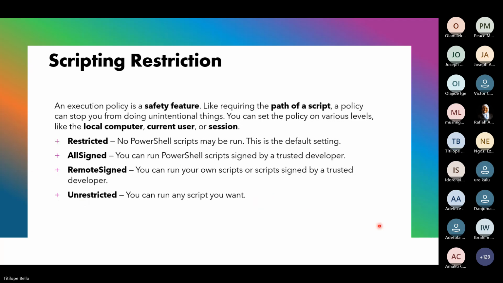So now, how do we configure this policy, considering that we said the default policy that is set is restricted? If you need to connect to Exchange Online, for instance, you need to change your execution policy. You need to change it from restricted to any of these other options. But what we'll be changing it to at the end of the day is going to be remote signed, so that if we create our own script, we'll be able to run it, and then we can run other scripts from trusted script writers.